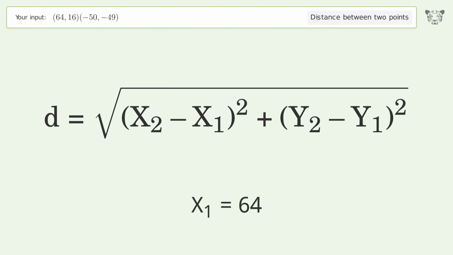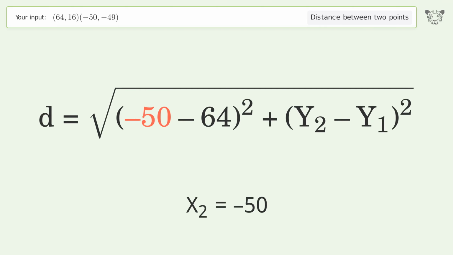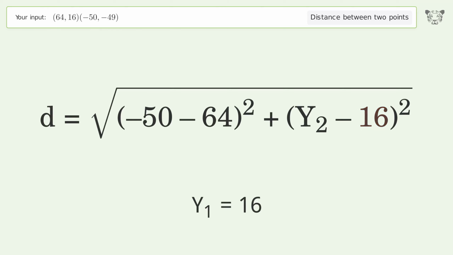x1 equals 64. x2 equals negative 50. y1 equals 16. y2 equals negative 49.